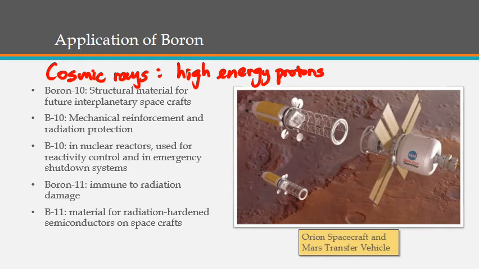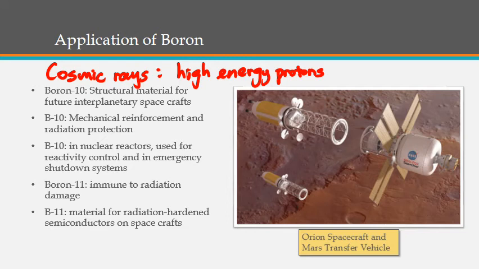Boron-10 can be potentially used as a structural material for future interplanetary spacecraft because it is effective in dealing with both cosmic rays and secondary radiation. It will be used on spacecrafts in forms of boron fiber, which is a really strong material. Boron can provide the mechanical reinforcement and radiation protection for the spacecraft. On a side note, boron-10 is also used in nuclear reactors for reactivity control and in emergency shutdown systems.